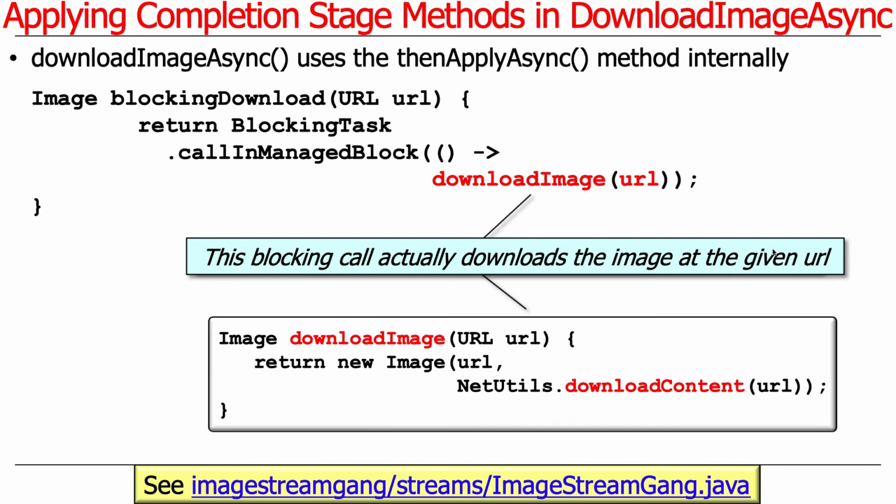Because it's called in the context of the managed blocker, it won't end up stealing a thread from the pool. It'll actually arrange to add a new thread to the worker pool to compensate for the fact that this call is going to block. That's important to get the scalability that we've talked about numerous times here. Okay, so that's basically just showing how this blocking download method works.